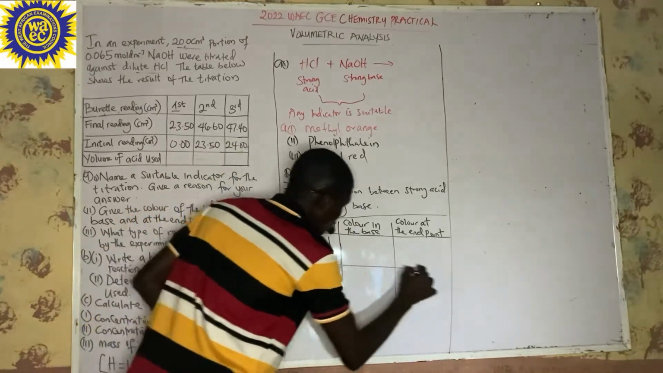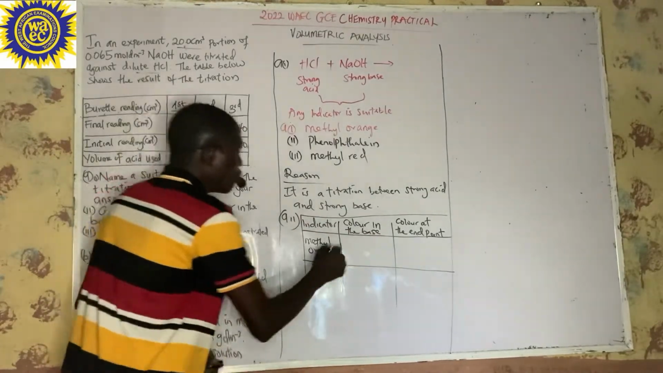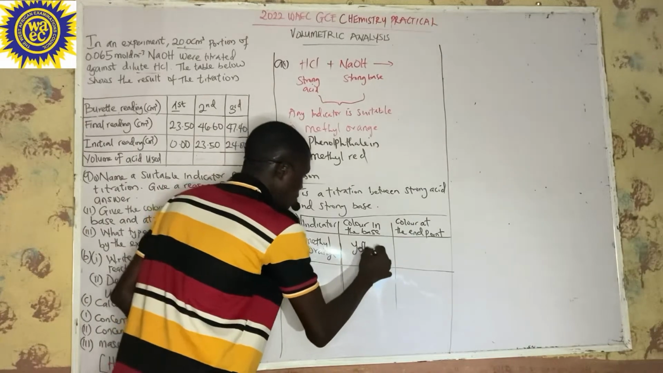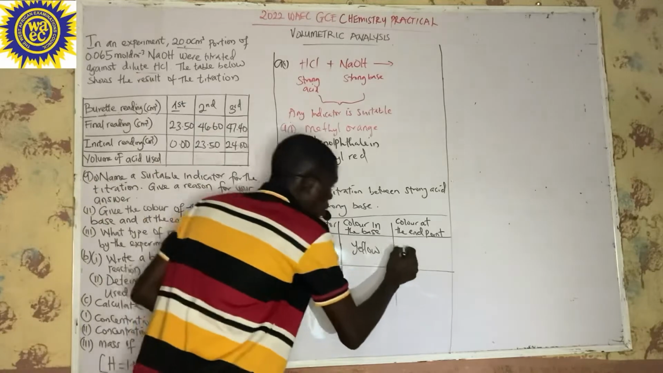If I am using methyl orange, what will be the color in base? It will be yellow. So there's no doubt about that. It will be yellow, and at the end point, it will be orange.